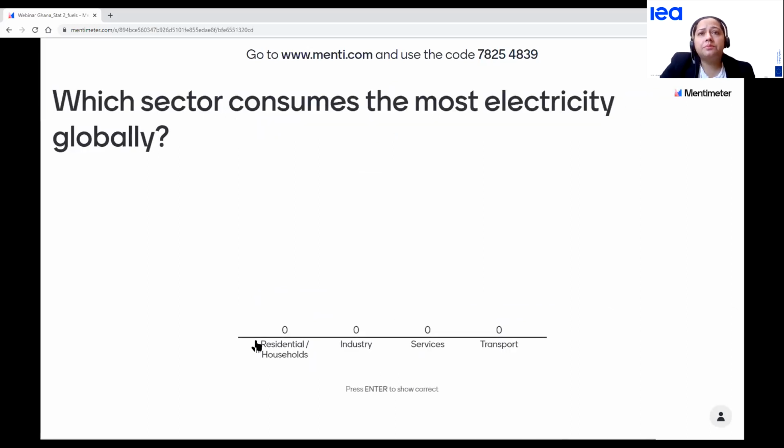Next question. Which sector consumes the most electricity globally? So globally, is it the residential sector? Is it the industry sector? Is it the services commercial sector? Or is it the transport sector? So globally, which of these sectors consumes the most electricity, sorry?